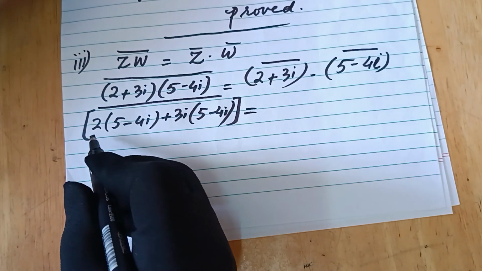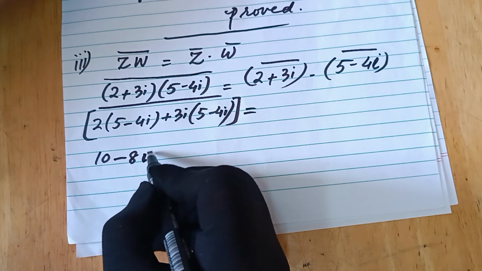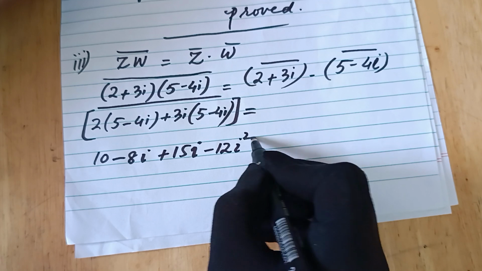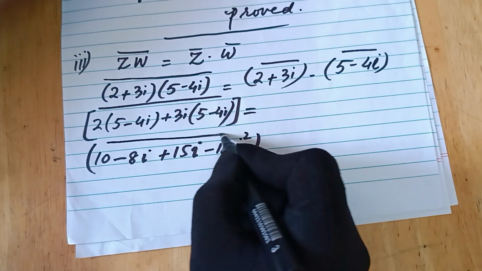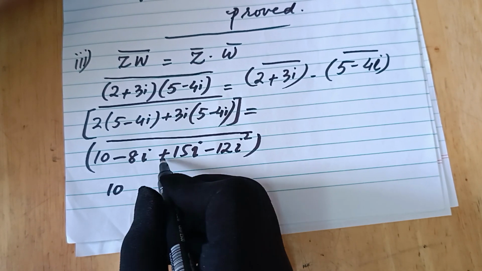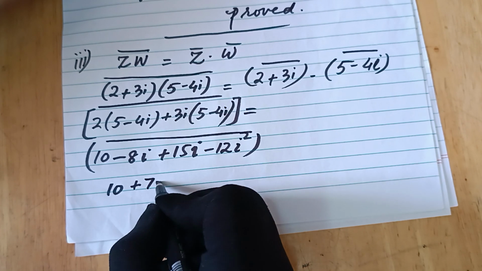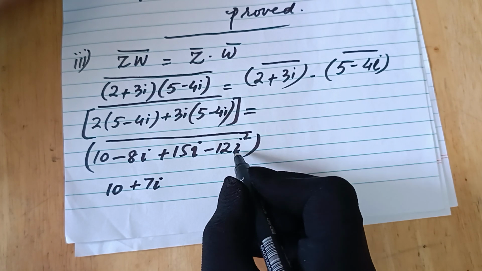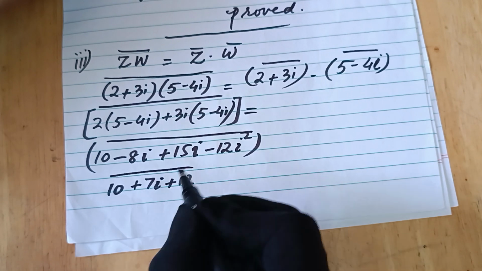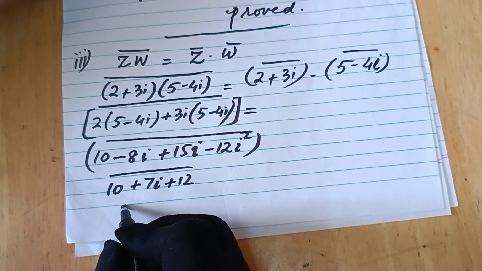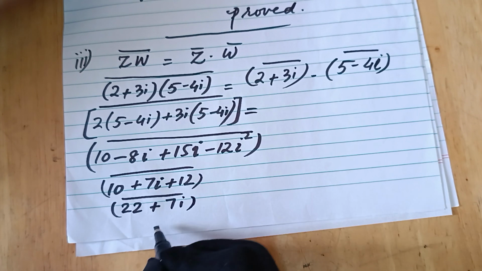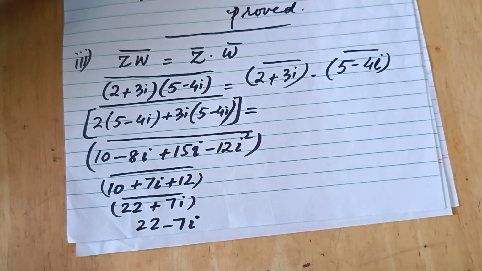I will solve this now. 2 fives are 10, 2 minus 4i is minus 8i, plus 3i times 5 is 15i, plus 3i times minus 4i is minus 12i square. Whole conjugate still here. 10, then minus 8i and 15i, subtract because the signs are opposite, 15 minus 8 is plus 7i. Minus 12i square: i square changes to minus, so it becomes plus 12. So 22 plus 7i, conjugate. Now solving the conjugate, it will be equal to 22 minus 7i.